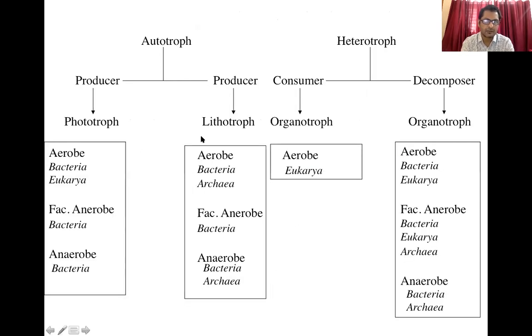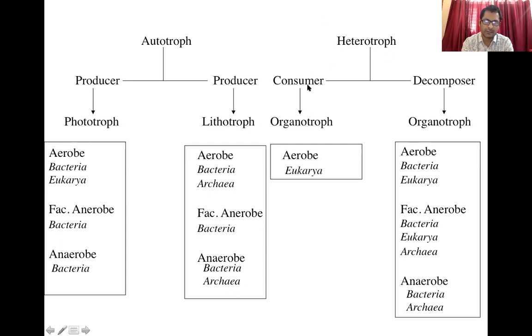Just to repeat everything we have read: autotrophs and heterotrophs. In the autotrophs, there are two types of producer, phototrophs and lithotrophs. Phototrophs can be aerobic, which are bacteria and eukarya, most of the eukaryotes, and the facultative anaerobes, bacteria and anaerobic bacteria. In the lithotrophs, we have aerobic bacteria and archaea, facultative anaerobes, bacteria, anaerobic bacteria and archaea.